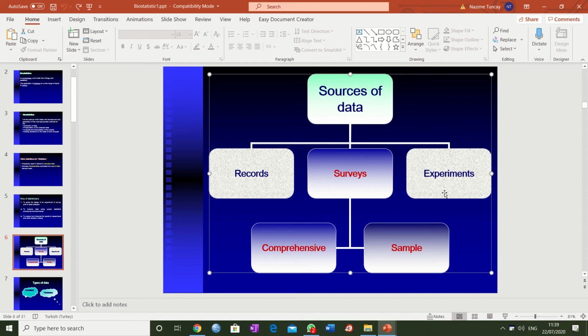Experiments, yes, that's trials. Okay, we have 2 medicines and we are trying, okay, if I give the first medicine to the first group of patients, which is 100 patients, and I give the second medicine to the other 100 patients, observing the difference is an experiment. And surveys can be comprehensive, detailed, or a sample.